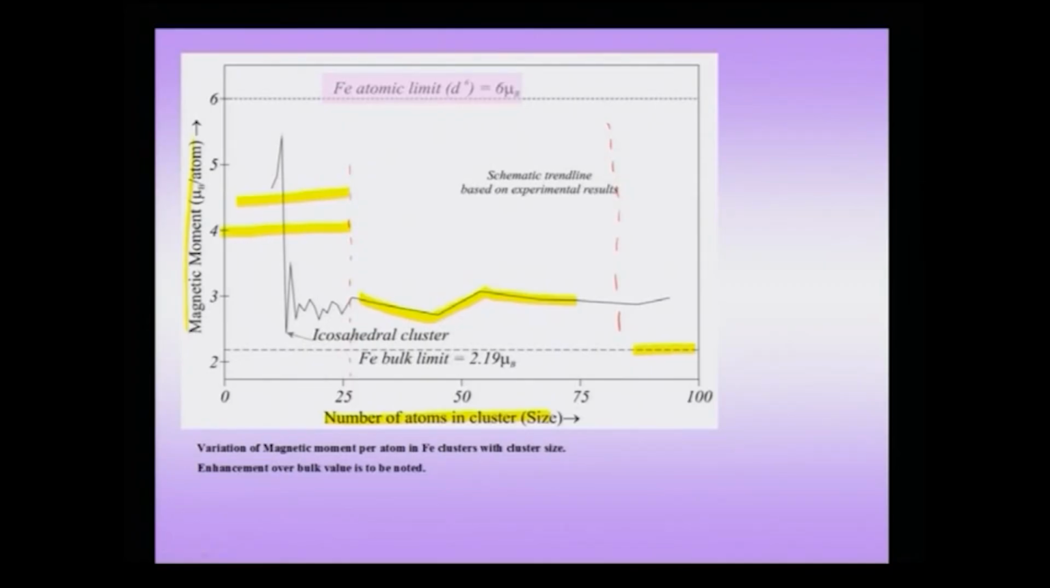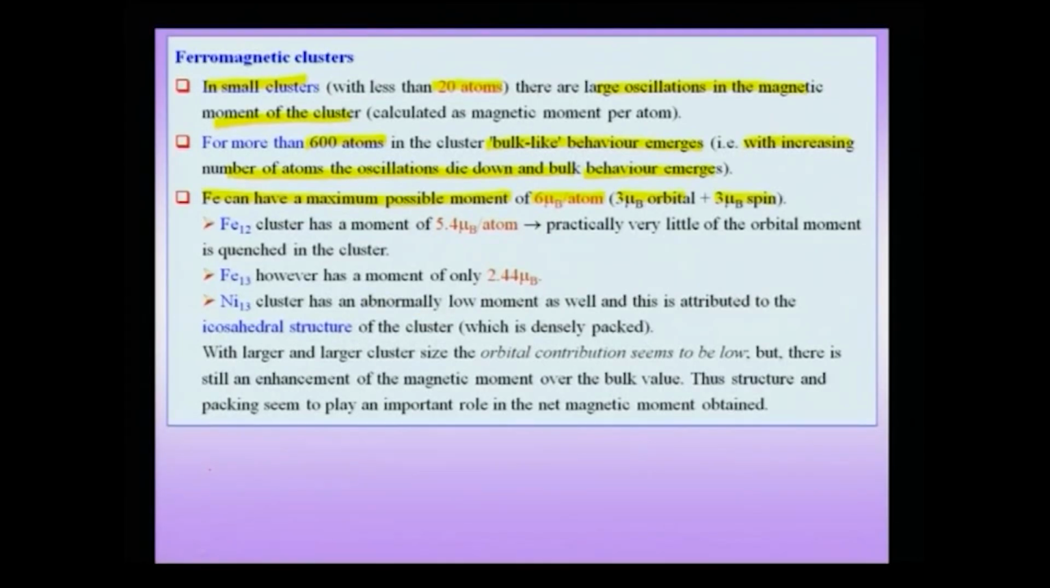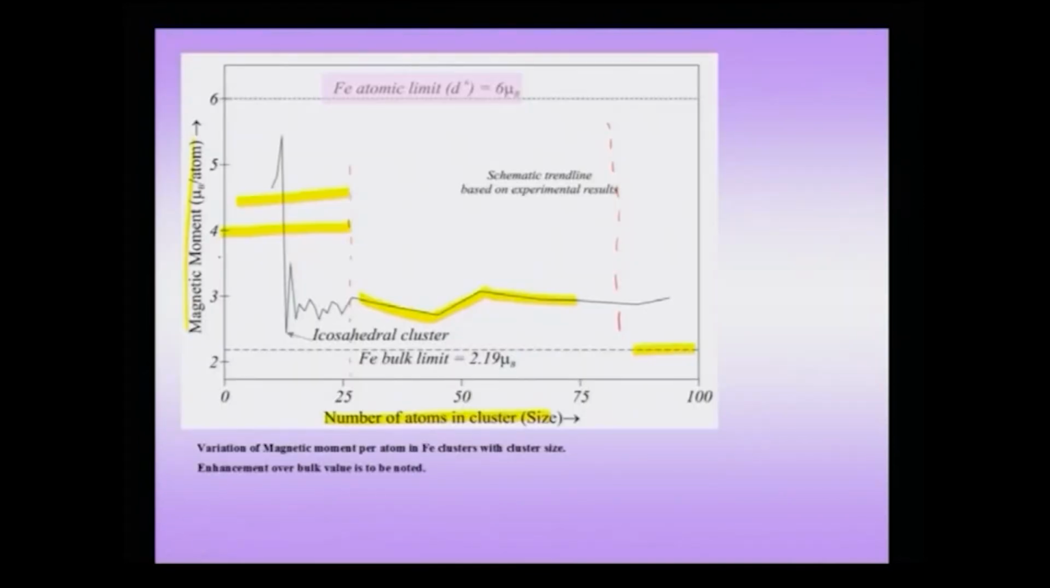You notice that merely by adding one atom, going from the Fe12 cluster to the Fe13 cluster, the magnetic moment changes drastically. There is a severe, precipitous fall in the magnetic moment, and this is what we call a signature of the small cluster regime.